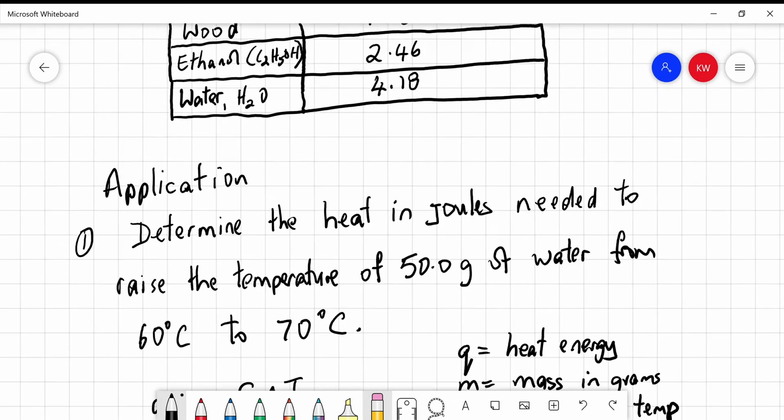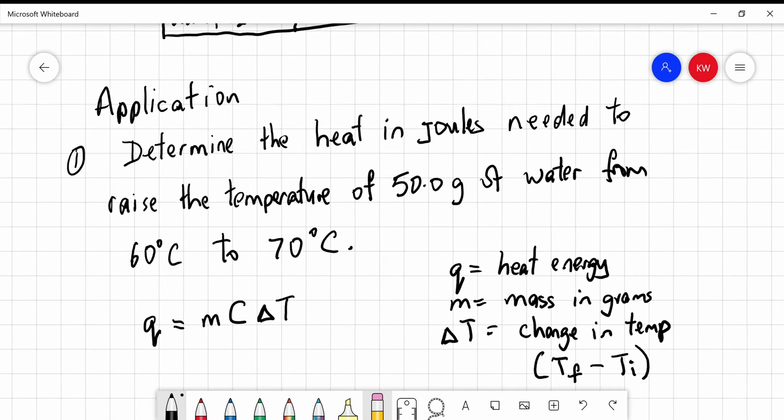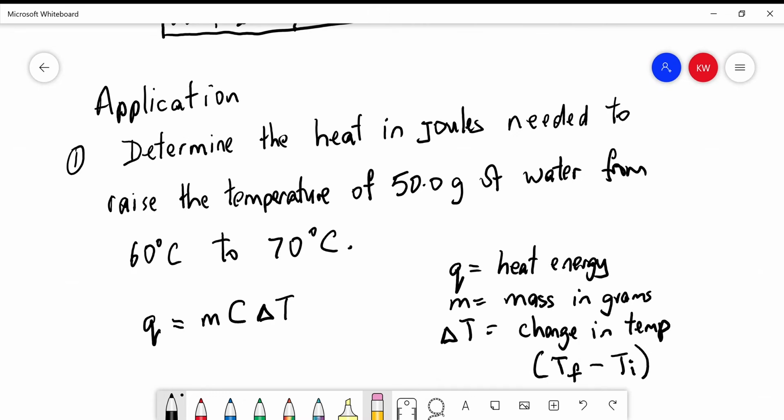Let's look at some applications here. Question 1: Determine the heat in joules needed to raise the temperature of 50 grams of water from 60 degrees Celsius to 70 degrees Celsius. There's a formula we use to calculate heat. The formula is Q = mcΔθ. Sometimes it's just called MCAT. Here ΔT is the change in temperature, and c is the specific heat capacity.